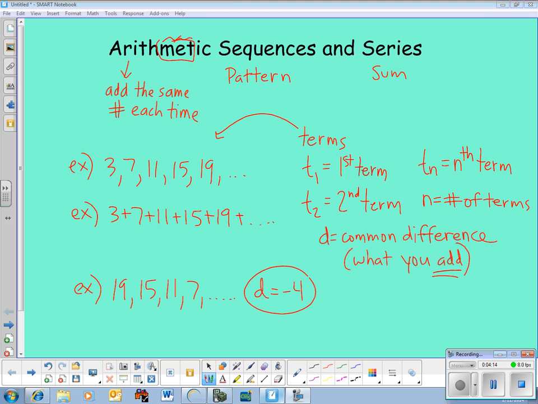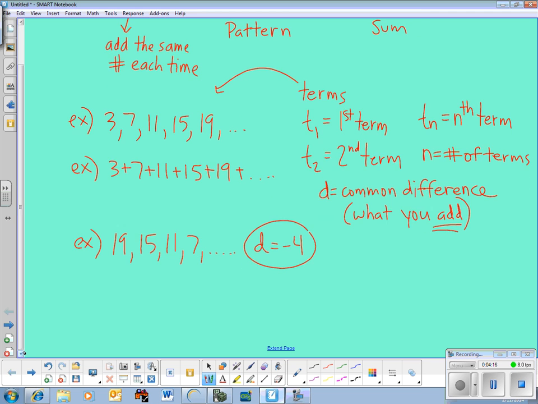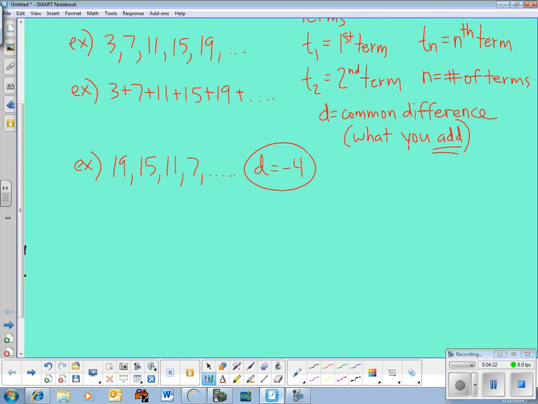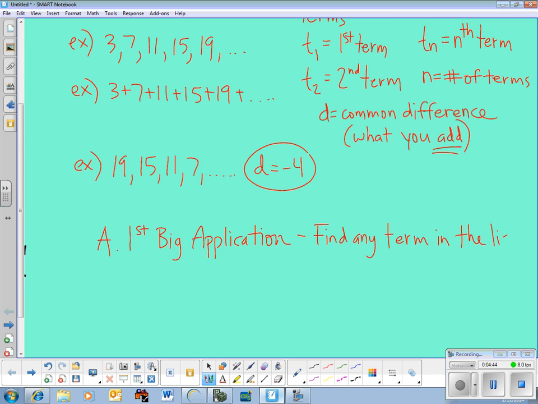There are 2 main applications of sequence and series. We use this same pattern from above. So let's call this A. This is our first big application, and this is find any term in the list.